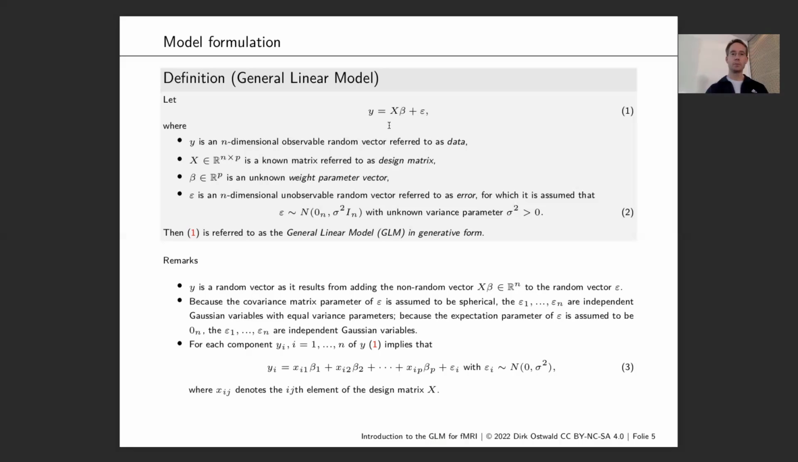Beta, which is multiplied in matrix multiplication here with X, is an unknown weight parameter vector. It's also called beta parameter vector. And it's p-dimensional, so it's p numbers. And what it will encode is, of course, the weight by which you scale the columns of this design matrix. If you multiply this n times p matrix with a p times 1 vector, what do you get? What's the size of X times beta?